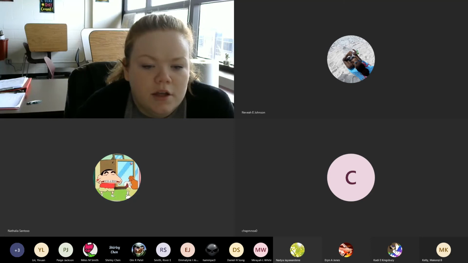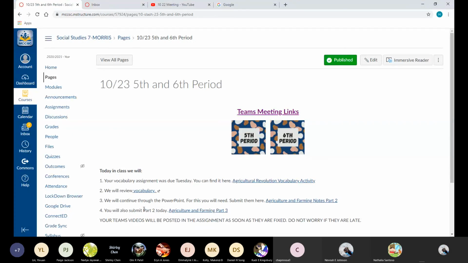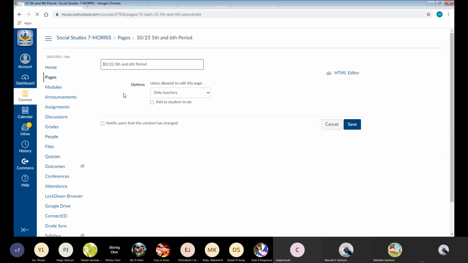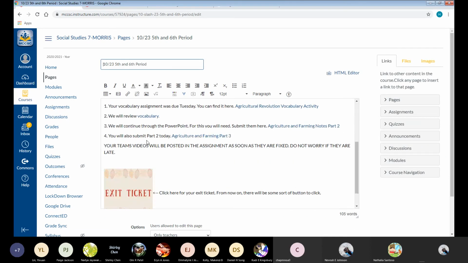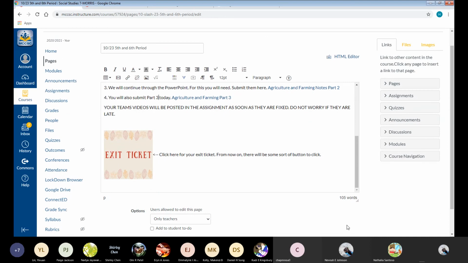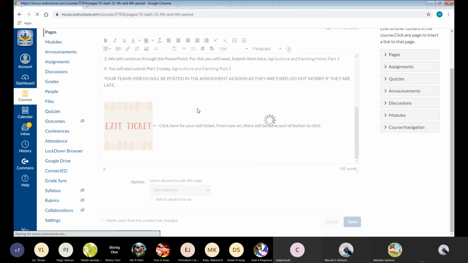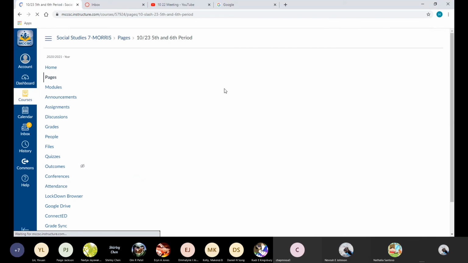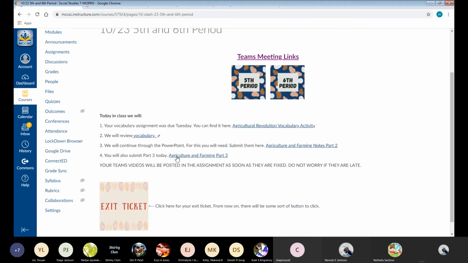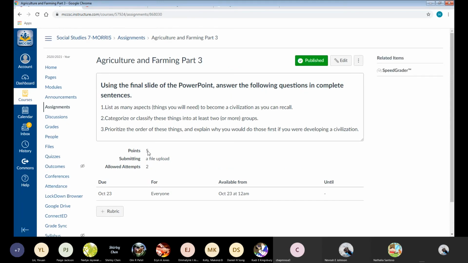Okay, so now I'm going to share today's page. Give me 1 second. You will probably have to reload today's page, but on today's page I added a number 4. You will also submit, it's supposed to say part 3 today. You'll also submit part 3 today, and that has a link to an assignment submission to submit what you're writing down right now. And when you click on that, it actually says the questions too. So if you wanted to copy and paste those, you could. Click on that, and it has all of the questions right there.